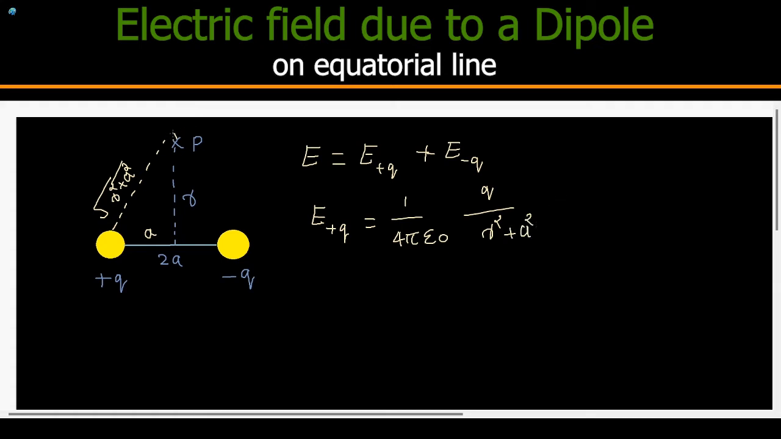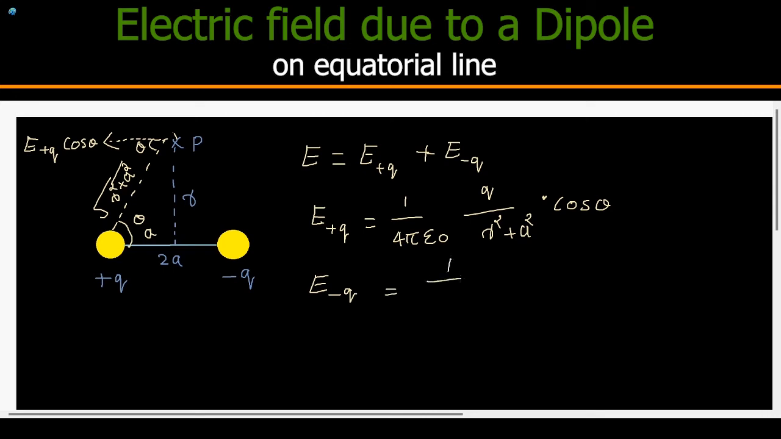Since it is a vector quantity, the direction of the electric field due to plus Q will be in this direction. If this angle is theta, we can take this angle also as theta, and the magnitude of the electric field in this direction will be E plus Q cos theta. So you can write this quantity as E plus Q, and to indicate the direction we multiply by cos theta here. Now let's calculate the electric field due to minus Q.